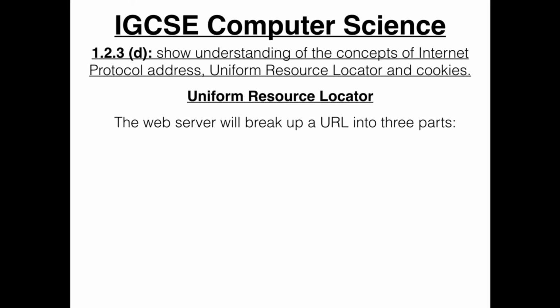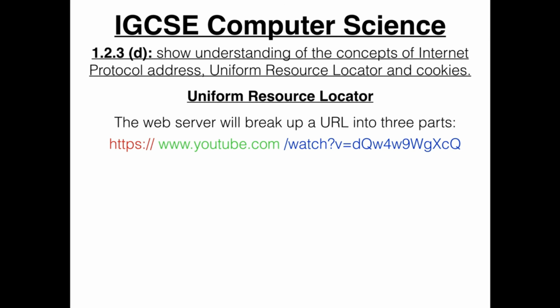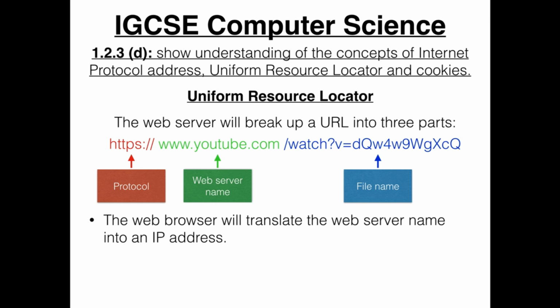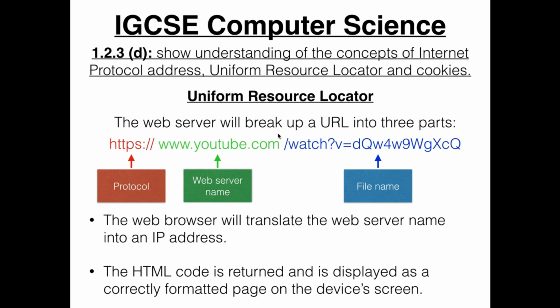The web server will break up a URL into 3 parts: the protocol, like HTTP or HTTPS, the web server name, and the file name. The web browser will translate the web server name into an IP address. Also, when you type in a URL and hit enter, the HTML code which exists in that location is returned, and then it's displayed as a page on your device's screen. That's pretty much what happens.